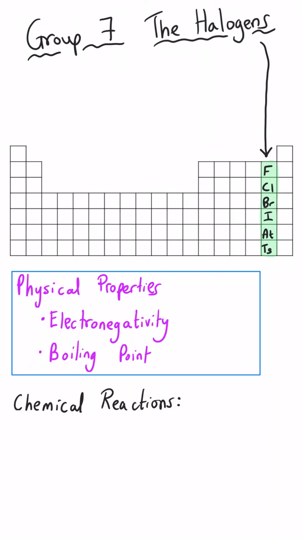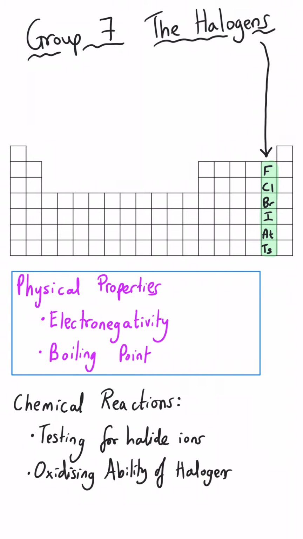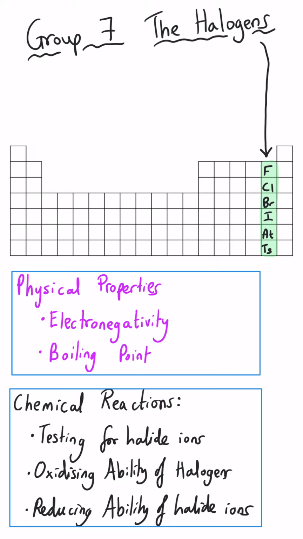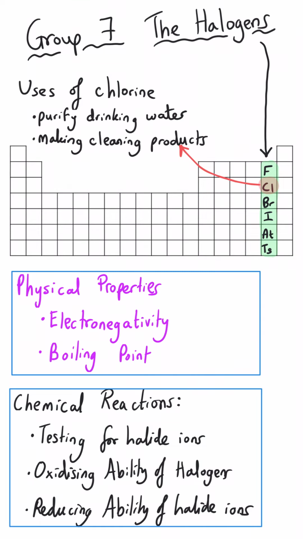This will include how we test for the presence of halide ions, how we can prove the oxidizing ability of the halogens, and the reducing ability of the halide ions. And we'll also take a look at how we can use some of these group 7 elements to purify our drinking water and produce cleaning products such as bleach.